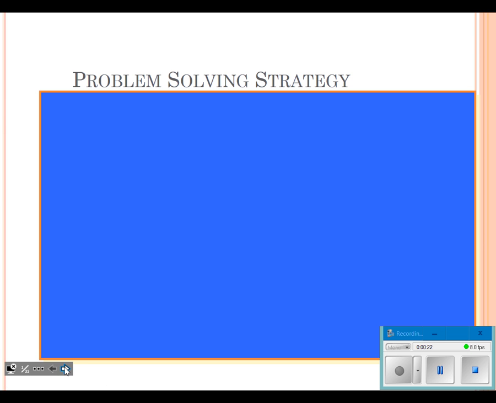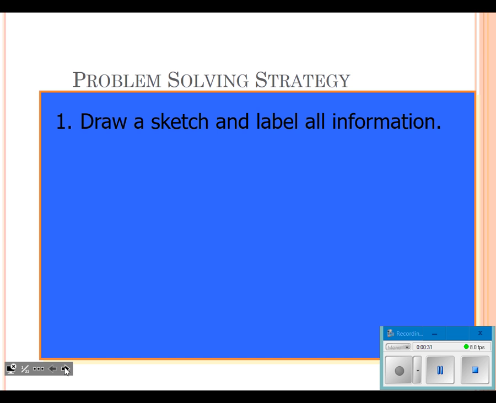So the first thing in your note packet is just talking about a problem solving strategy when we do these types of problems. The first thing you're going to want to do is draw a sketch of what's going on. You're going to want to draw lines, and a box for a picture or for a crate or something. And then you're going to label everything that you've got. If you know mass, you're going to put mass on it. If you know any tensions, you're going to put tensions on it. So you're going to do all those kinds of things.